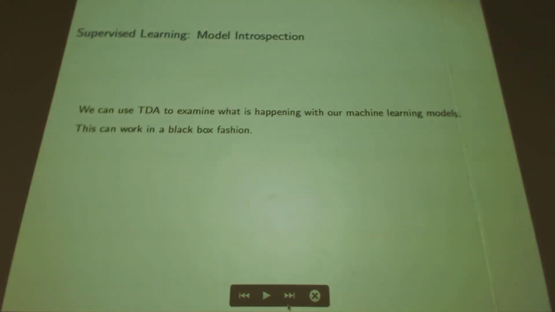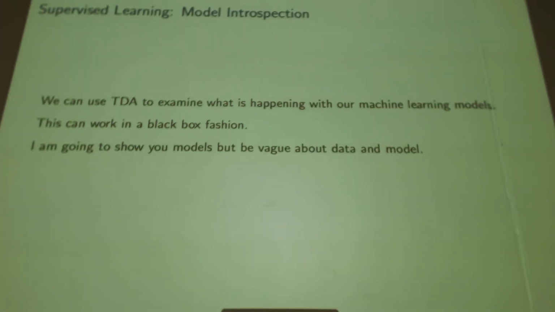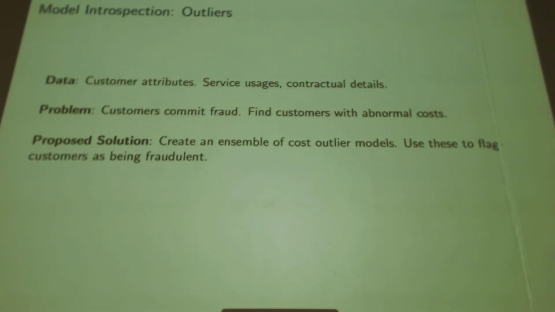Okay, so here's another example of using these summaries to look inside of a machine learning model. In this case, this is done in a black box fashion, meaning I don't know what the model is. And also, I'm going to be a little bit vague about what we're looking at because it's someone's actual data that I have pledged not to reveal.